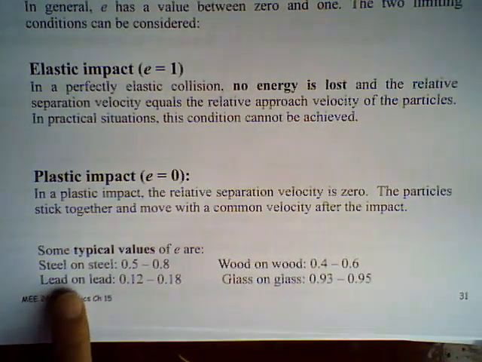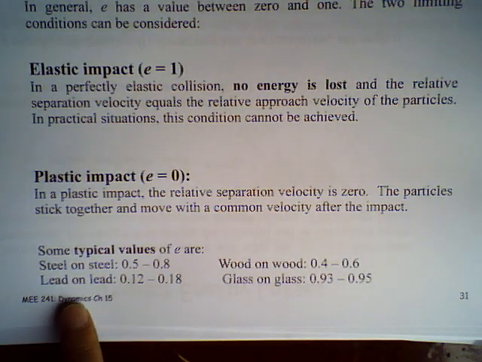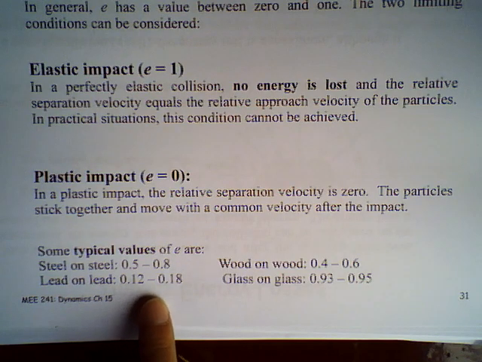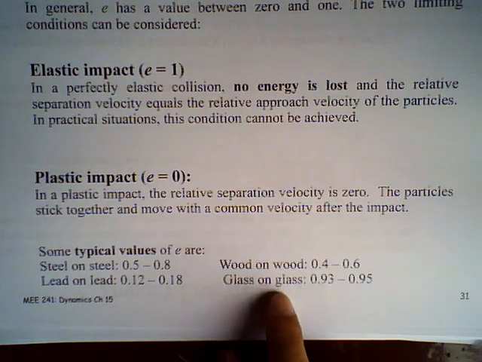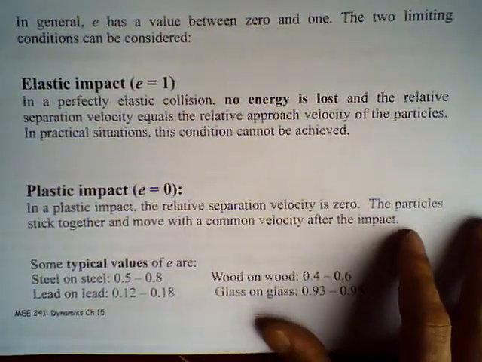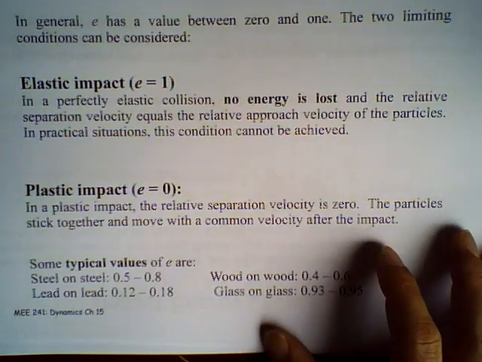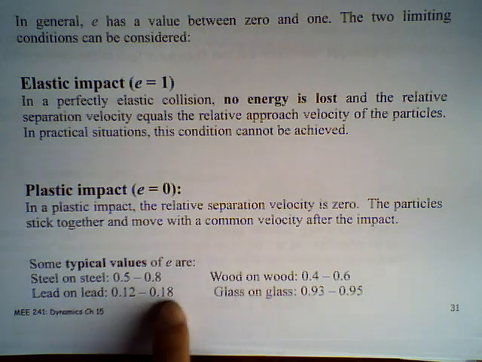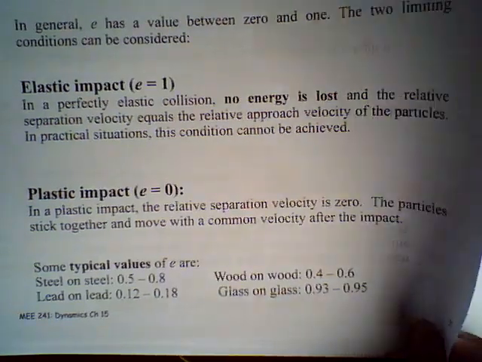Typical values of E are: steel on steel 0.5 to 0.8, lead on lead 0.12 to 0.18, wood on wood, glass on glass. These are good to know for those of you who later end up working in design and industrial design, where you are brainstorming and developing prototypes. It might be a good idea to know these factors as you are developing prototypes.